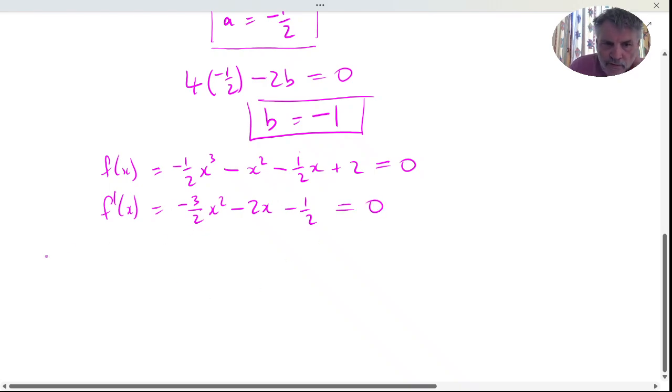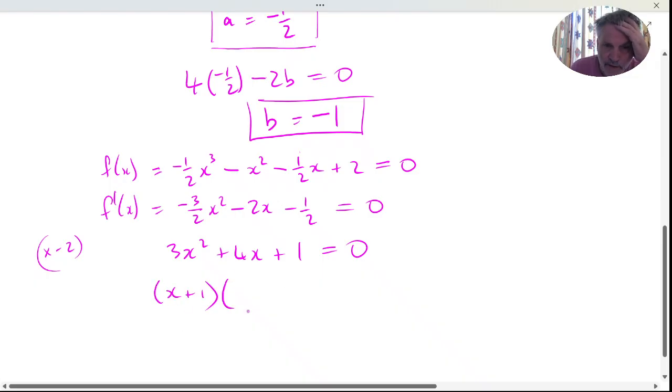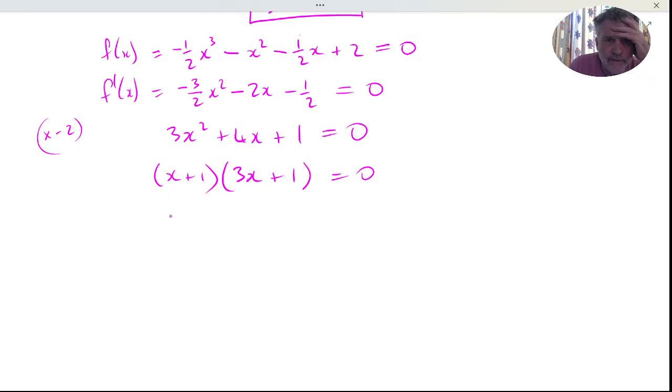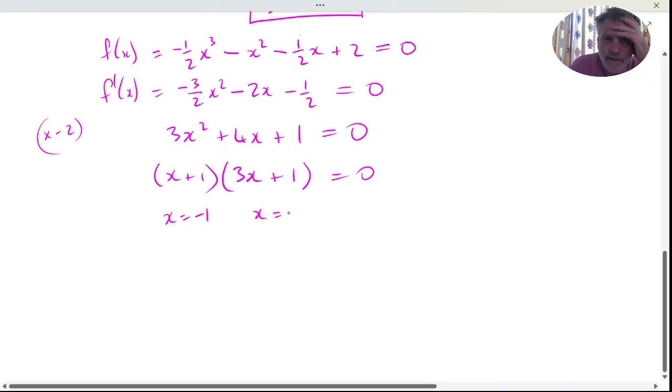Now if I multiply by negative 2 again, I'm going to get 3x squared plus 4x plus 1 equals 0. We know that x plus 1 is a factor, so the other factor is going to have to be 3x to get this, plus 3x. I need another x, so plus 1 to give me 4x, and then plus 1, that works out. So this is x is negative 1 as we found, and x is equal to negative 1/3. So this is the other stationary point.